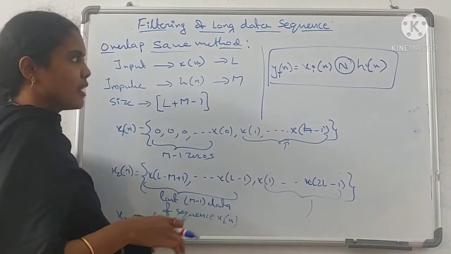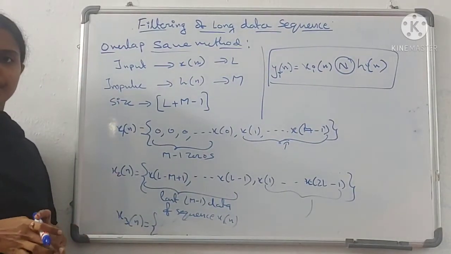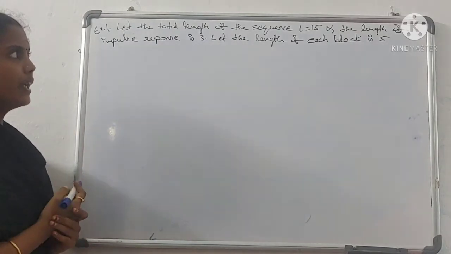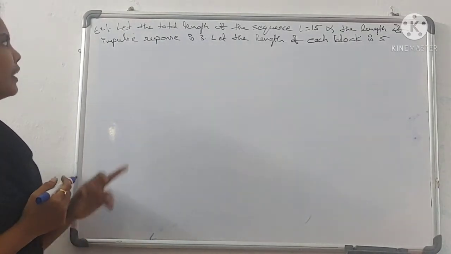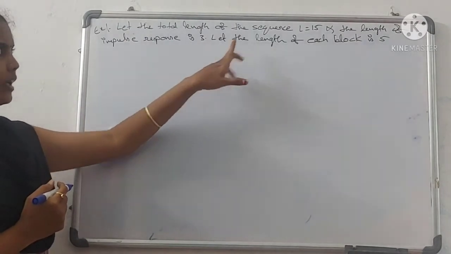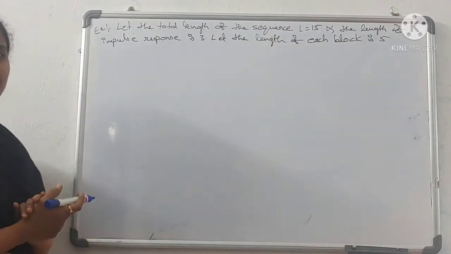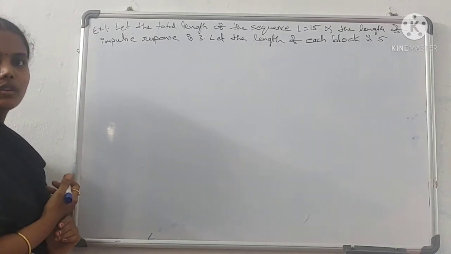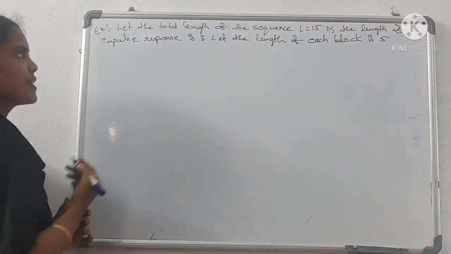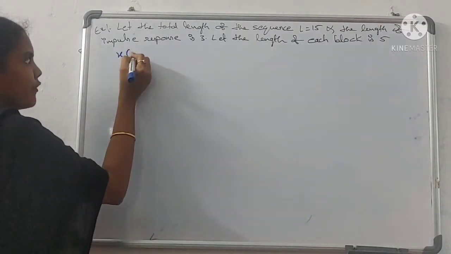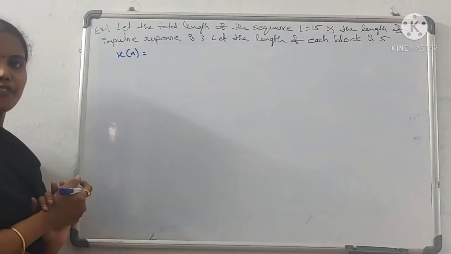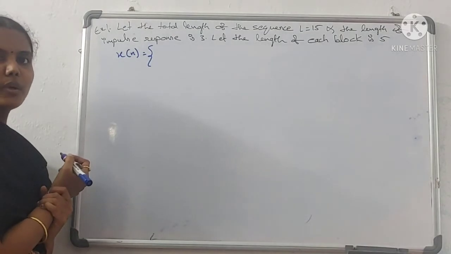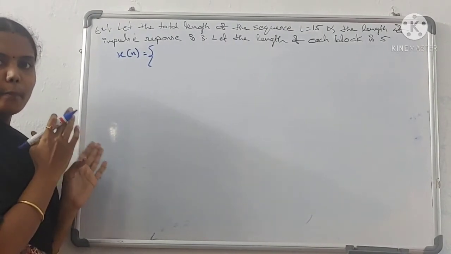Let us see one example for the overlap save method. Let the total length of the sequence L be 15 and the length of the impulse response be 3. Let the length of each block be 5. Now the input sequence x of n is divided into blocks. The first step of the overlap save method is to add M minus 1 zeros.